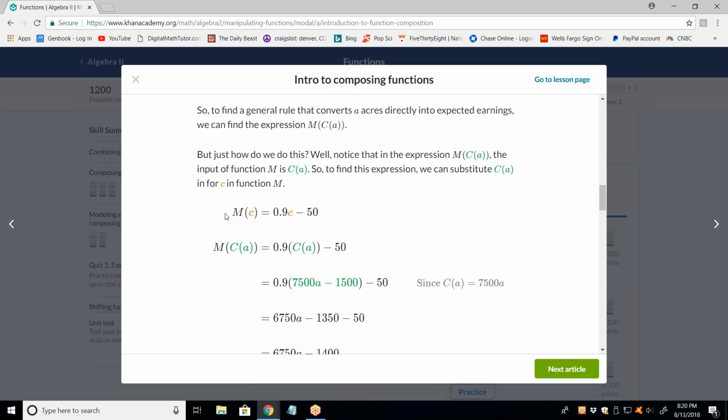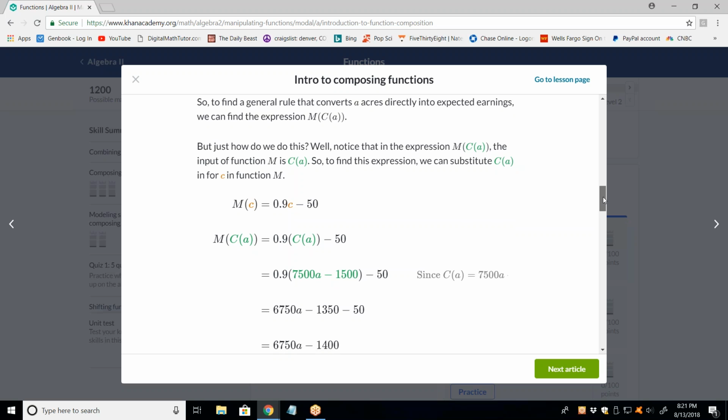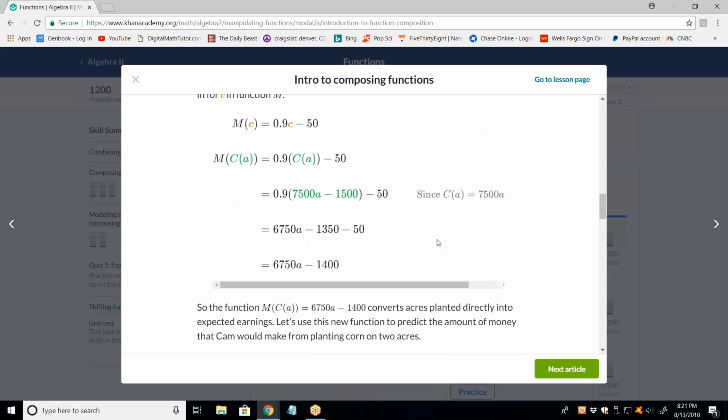In other words, the amount of money I'm going to make as a function of the amount of corn, well, I know the amount of corn is C of A. A is 7,500A minus 1,500. So if I substitute that for C, I'm going to get how much money I'm going to make based on how many acres of corn I plant. So I end up with a single function. The amount of money I'm going to make is 6,750 times the acres I plant minus 1,400.